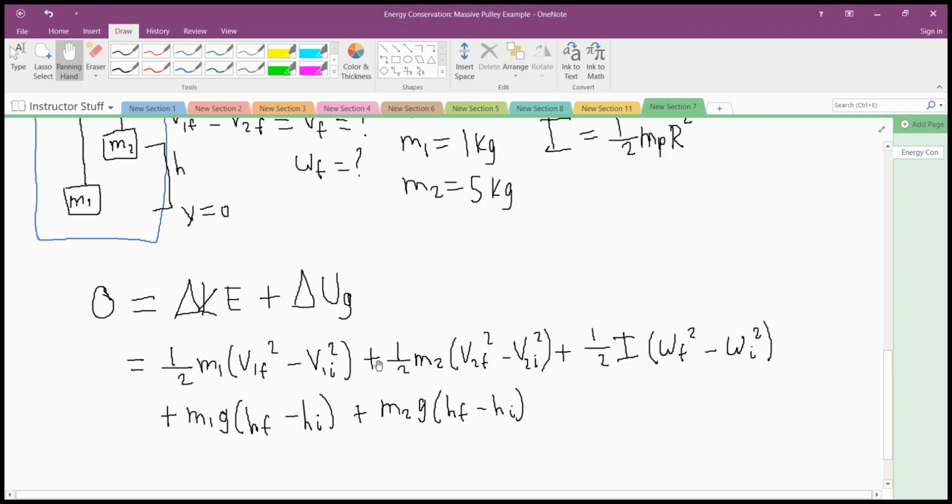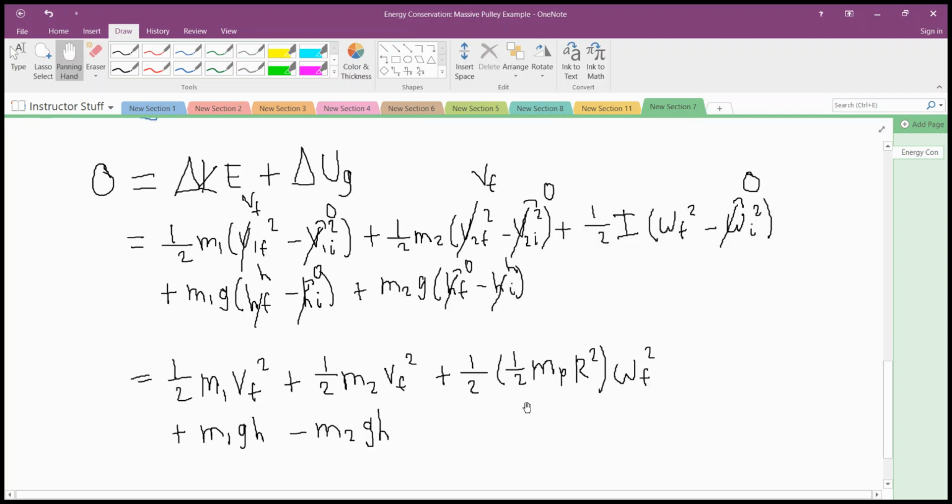Now that we've written out all the energy terms for the objects in our system, let's plug in the known values. We have plugged in the initial velocities, which we know are 0 for each of our blocks. And the initial angular velocity is 0 for the pulley as well, because the system starts from rest. The final velocity for each of the blocks is the same, which I'm calling V final. The initial height for block 1 is 0, and its final height is h. And then we have the opposite for block 2. Its final height is 0, and its initial height is h. So let's simplify this down. This is what we get.